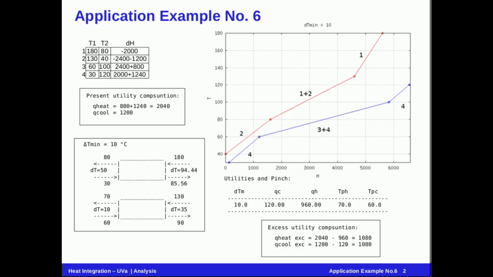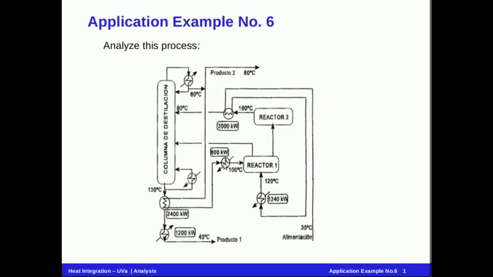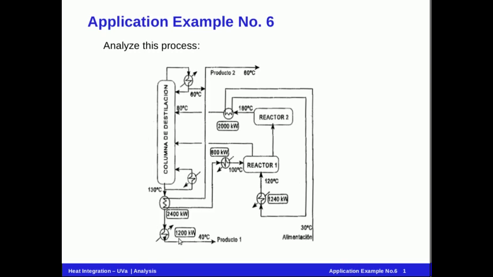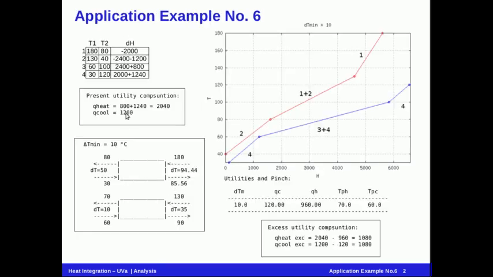Concerning the current utility consumption, we have two heaters, 800 and 1240 kilowatts, and we know nothing about the reboiler. This means 2040 kilowatts. And for cooling, we have just the final bottoms cooler, 1200 kilowatts. Then this is the only cooler.